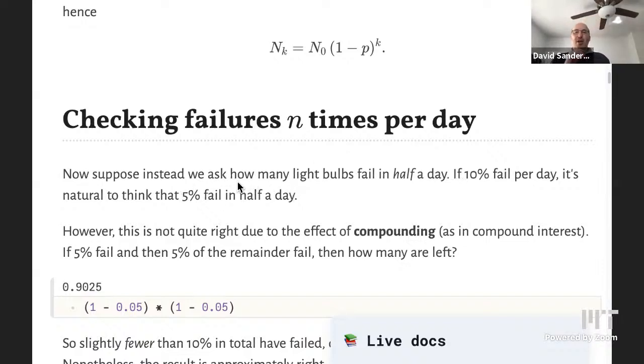But that's not actually quite right because of the effect of compounding that we know from compound interest. This is basically the same thing as compound interest, except here it's not interest, it's sort of anti-interest. You're paying a loan to the bank. So if 5% fail, and then we're left with some number, and then 5% of that remaining number then fail, how many are we left with at the end of all of that?